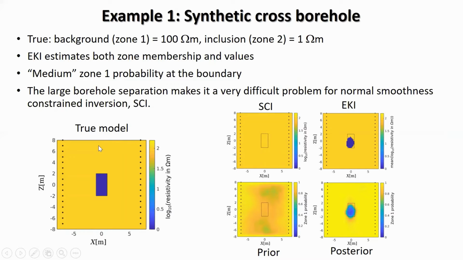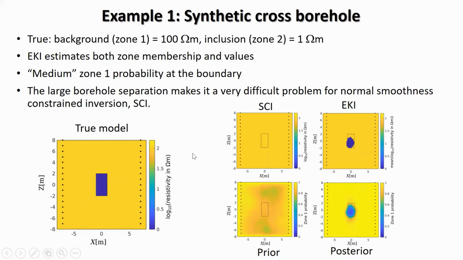We've got a resistive background, 100 ohm meters, and then we've got a very conductive anomaly in the center that lies between 2 boreholes with a string of electrodes in each borehole. The dots here indicate the electrode positions.